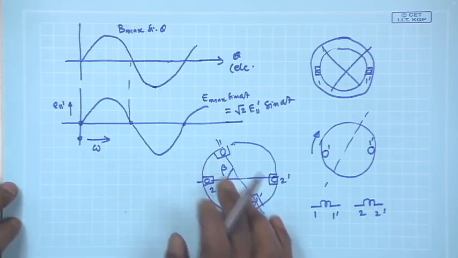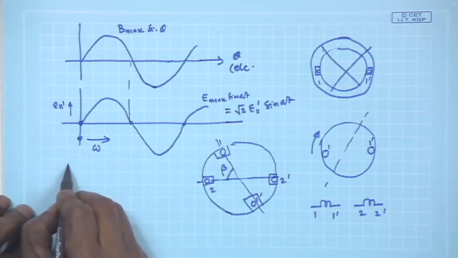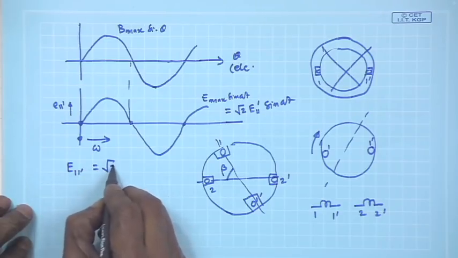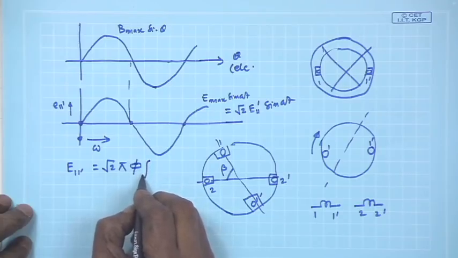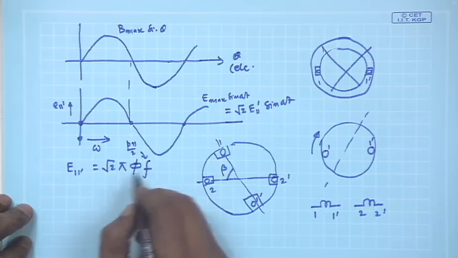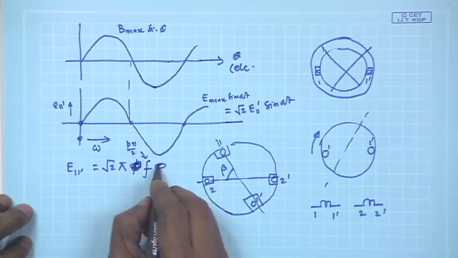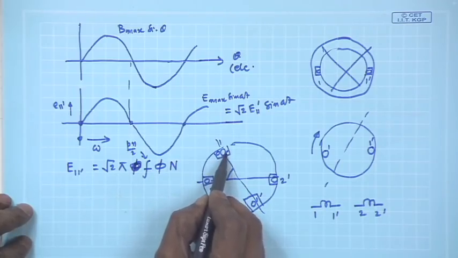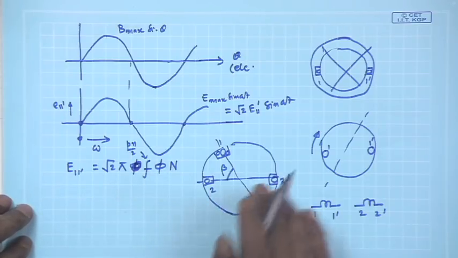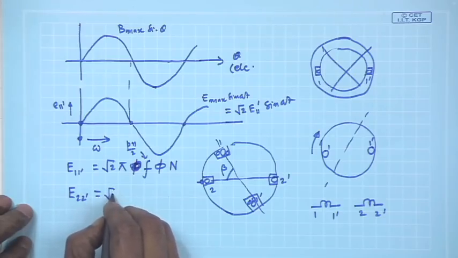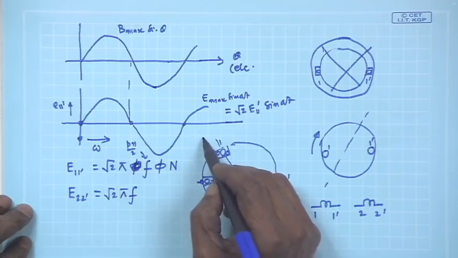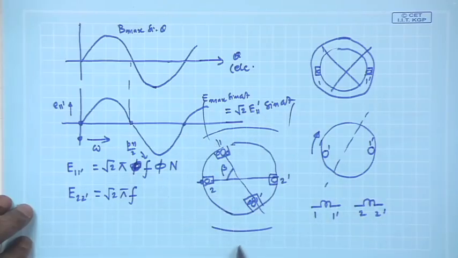Now, I know how to calculate the RMS voltage induced in one dashed, and it will be sinusoidal. The RMS voltage of one dashed is root 2 pi f phi into n, where f is p n by 2, and n is the number of turns, it may be a multi-turn coil. The second coil is an identical coil with the same number of turns. Then the RMS value of 2 dashed will be equal to root 2 pi f phi into n, as it is moving in the field created by the stator, south, north, etcetera. So, the RMS values will be the same.